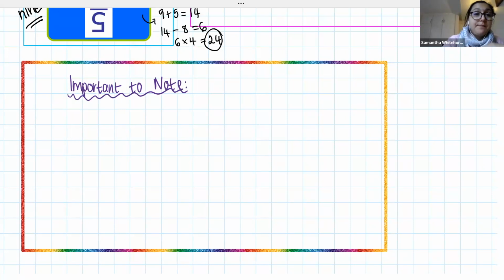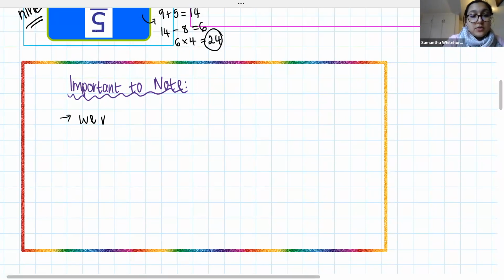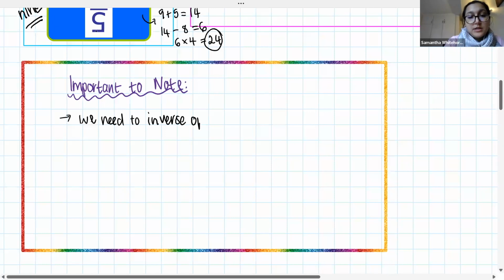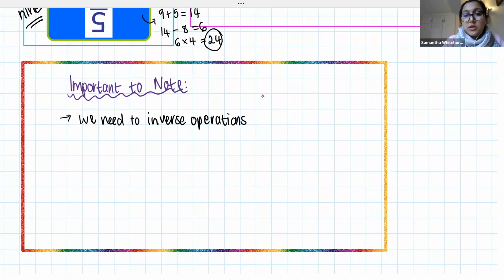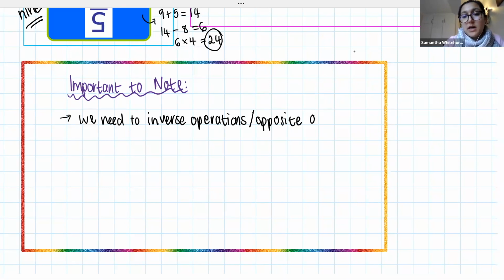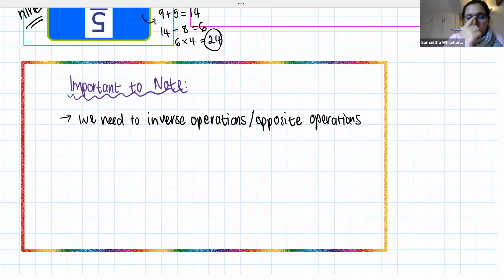But anyways, important to take note of when we solve equations. Firstly, we need to use inverse operations. Inverse operations is where we use the opposite operation to what the original equation gave us. So if it was a plus, it will be a minus. If it was a times, it will be a divide. We need to do that because what we're trying to do when solving an equation is go backwards to what x originally was in order to make the equation true. So we need to remember our inverse or opposite operations.